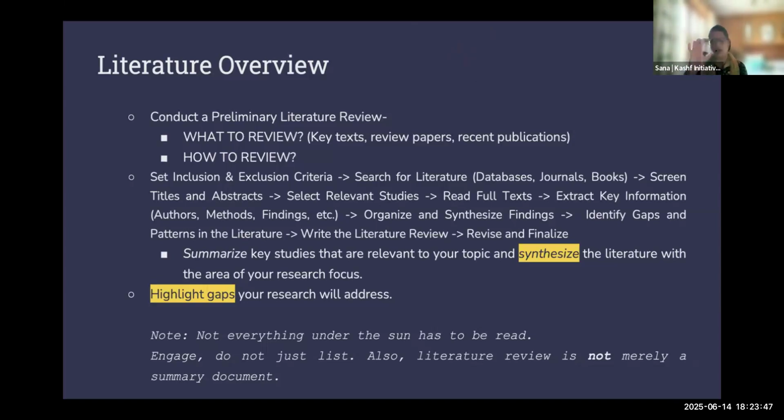So it's really an exercise in summarizing key studies that are relevant to your topic, and you at least try to synthesize that literature with the area of your research focus. So basically, you have to ensure that whatever scholarship exists is in dialogue with the area of your research focus. This is the least that you can try to do at this stage. And then through that, you highlight the gaps that your research will address.